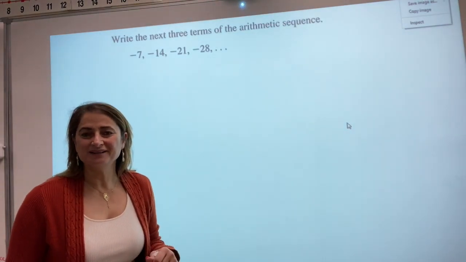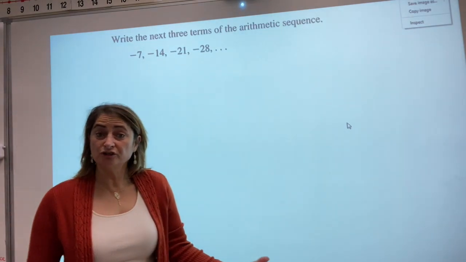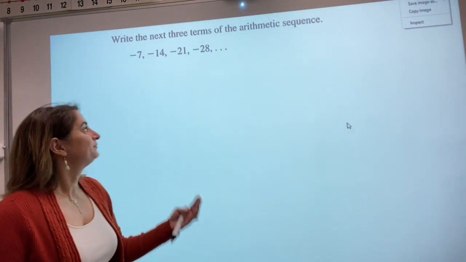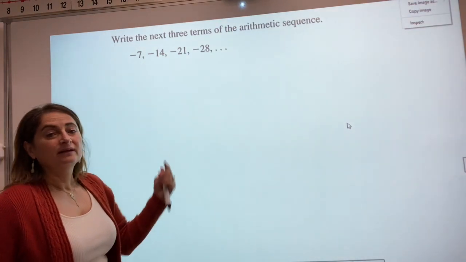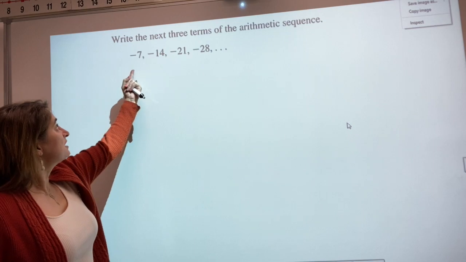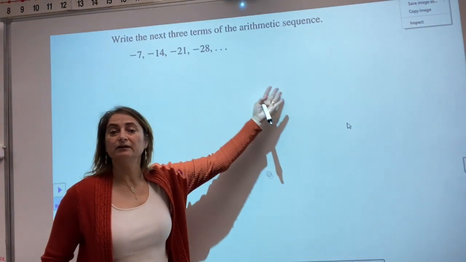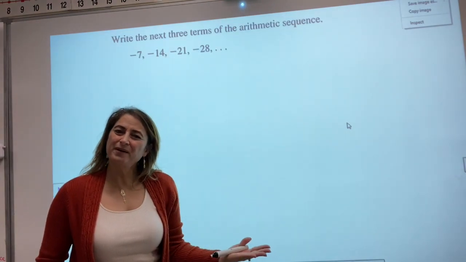Today we will be talking about the arithmetic sequence. How can I find the next terms in a sequence? Here's an example. What are the next three terms of the arithmetic sequence starting from -7, -14, -21, -28? I need the next three terms. Can you find a pattern?